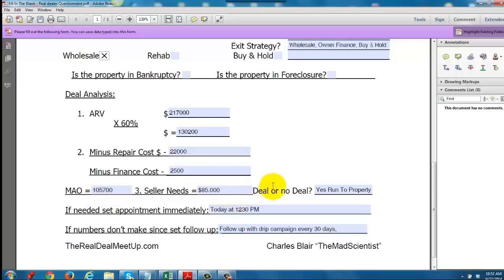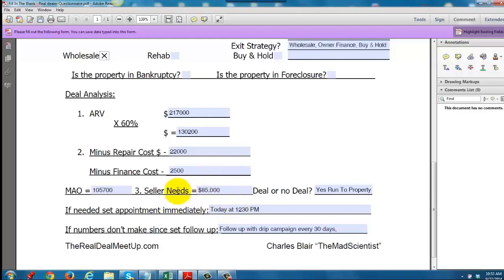So the final analysis, deal or no deal? Absolutely it's a deal. In fact, you better run over there to the property, because if you don't, I will. Next part of the actual form is, if needed, set an appointment. Let me tell you how I set my appointments.